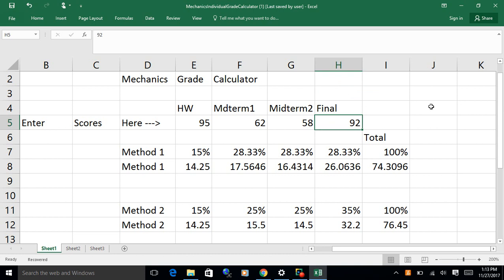Hang on here. Oh, I got a 92. Okay, let's say you just get a C on the final. What's going to happen there? And let's make sure I got the right formula in there. Yeah, I do. Okay, good.